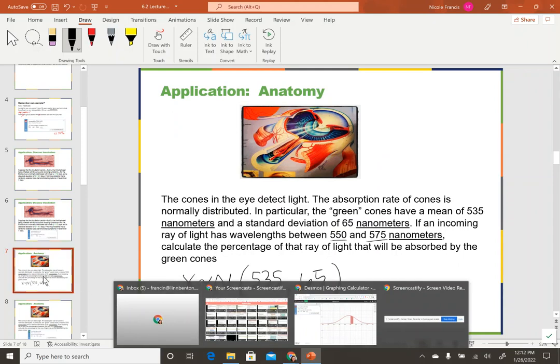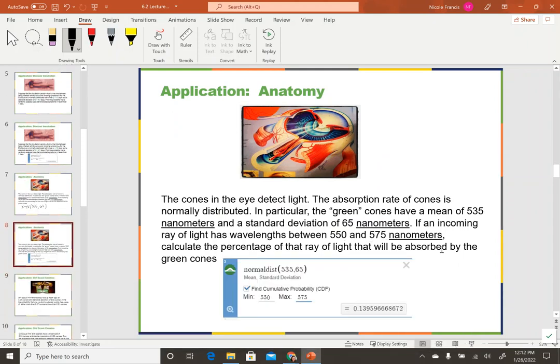I think I have this actually written down. So it's exactly what we have here. And that's going to be like 13.96%. All right, one more story problem.